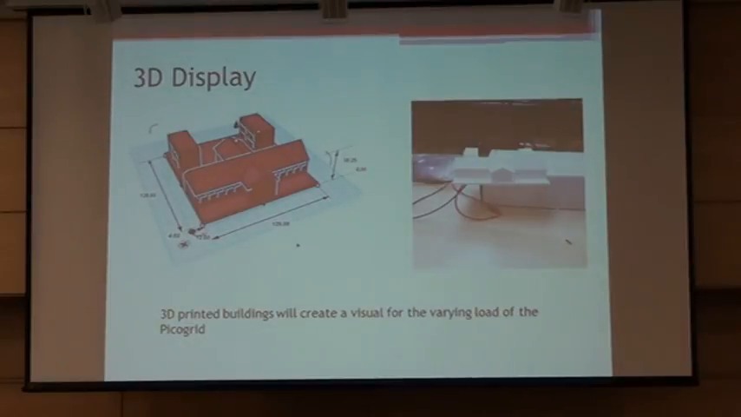I decided to design and print 3D buildings to place over the LEDs so it would create a good visual for the load of our Pico-Grid. Here's a CAD drawing of one of the buildings. It's about 5 inches by 5 inches, and like I said, it really helps create a visual for our microgrid.